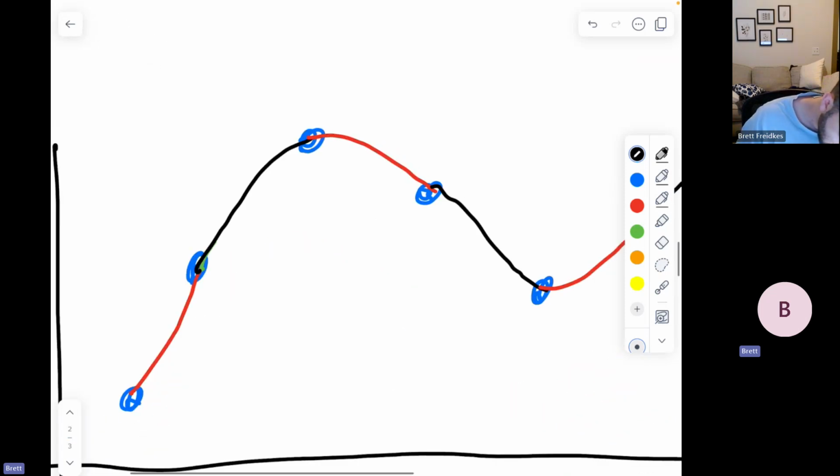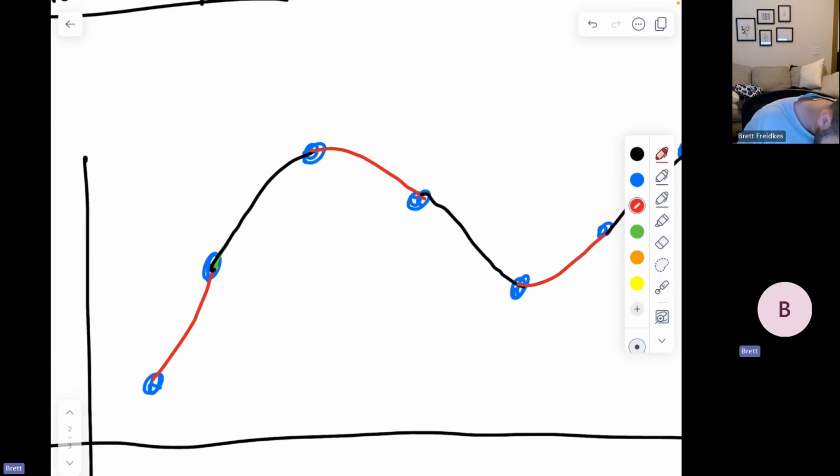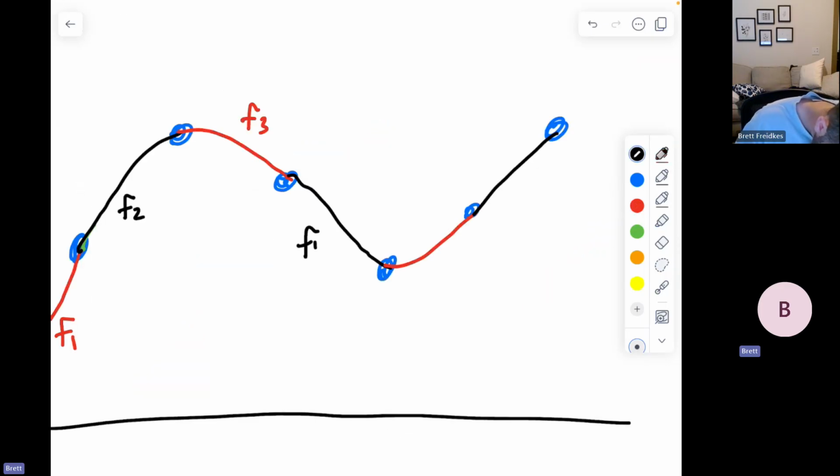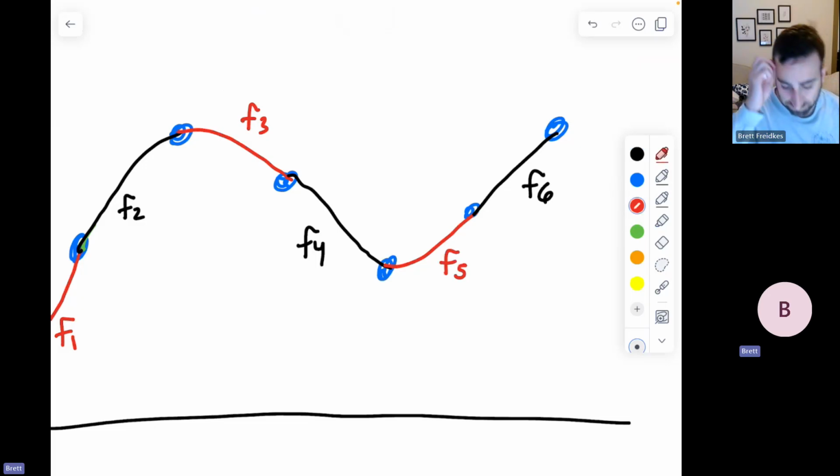So let's go ahead and label these. Let's say that this is f1. This is our function f2. f3, again, we have 6 of them. f4, just to match the colors, I'm skipping. f5 and f6.